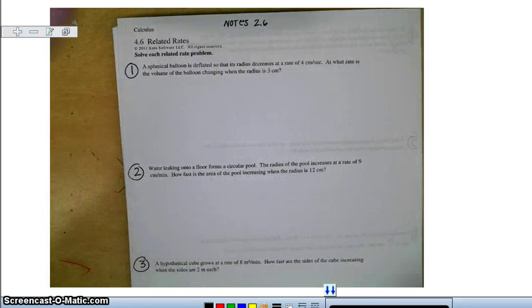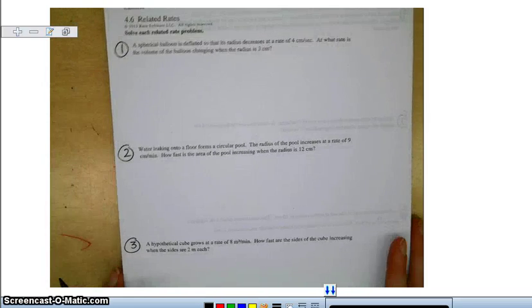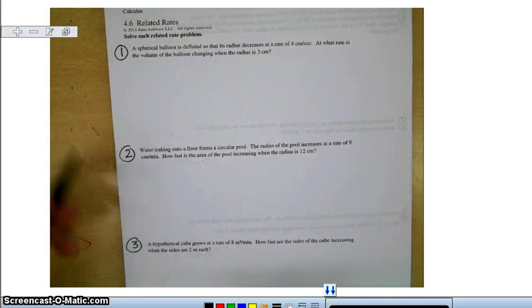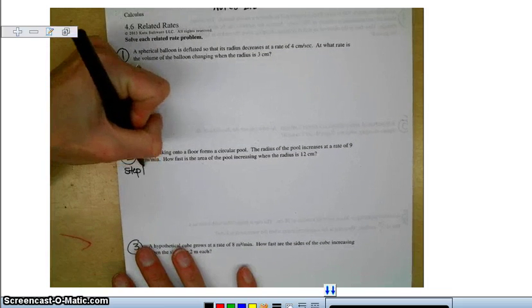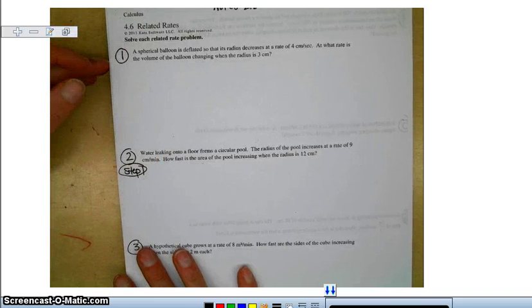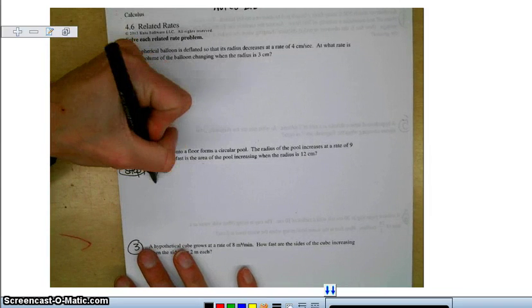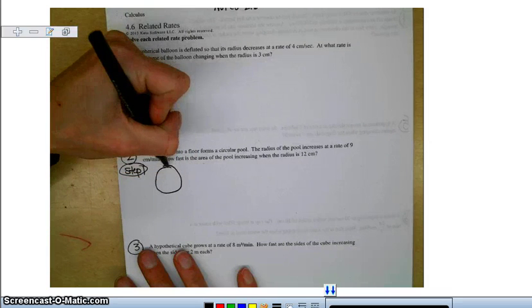Okay, so number 2. Now, the steps, if you have them where you can see them and do this at the same time, that's good. First of all, step 1, I'm going to draw a picture. So, what shape am I going to draw? A circle. And we just want our pictures to be as simple as possible. It's a circle on the ground.